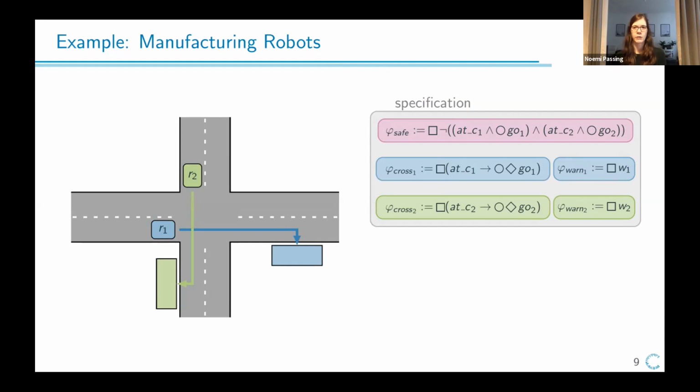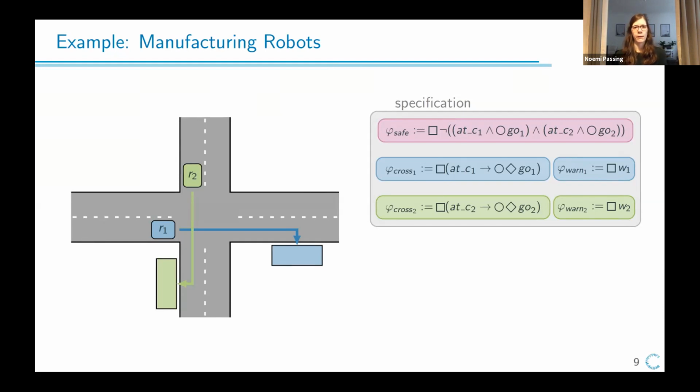There's clearly no solution with the naive compositional synthesis approach for this example, because our robots need to enter the crossing at some point in time after arriving there, but no matter when they do, the other robot could just crash into them.